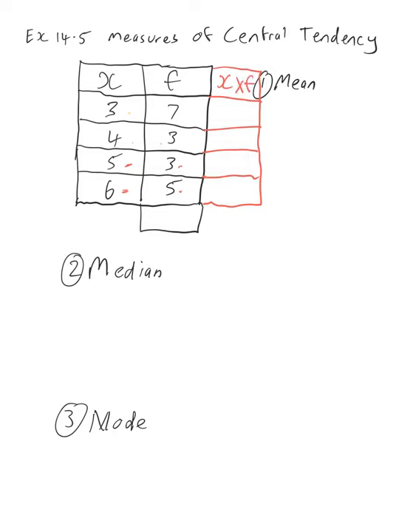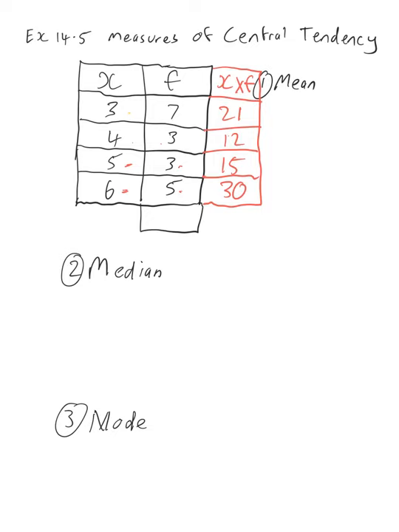Okay, so instead of working out adding up 3 7 times, we can just say, well, 7 times 3 is 21. And 3 times 4, 3 scores of 4 equals 12. 3 scores of 5 comes to 15, and 5 scores of 6 equals 30.